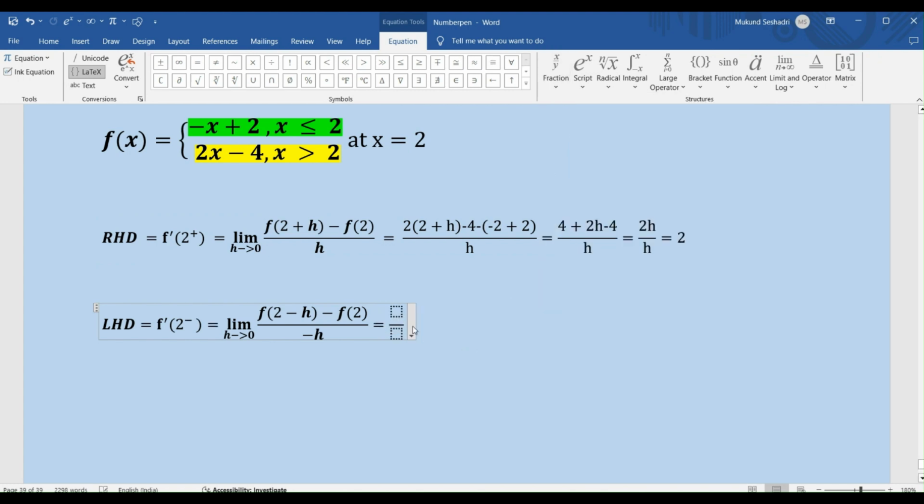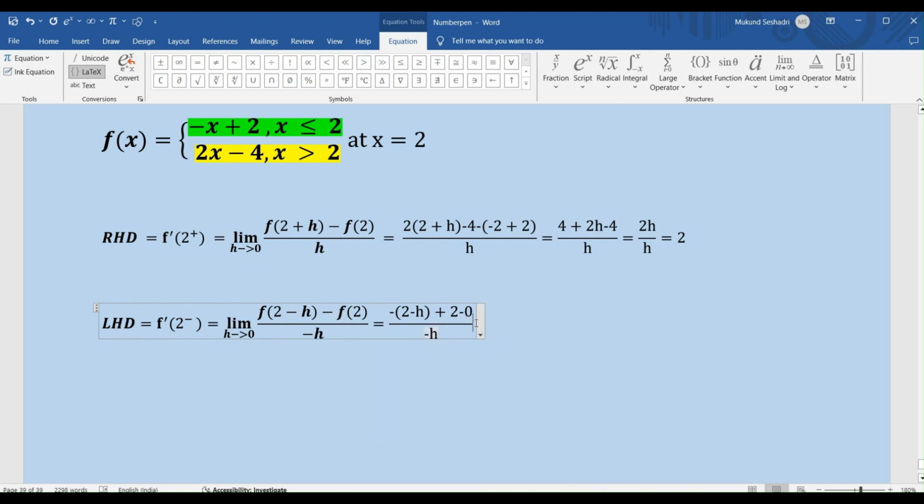So I'm going to write that now as a first part of the numerator, minus of x. And what is my x now? Minus of 2 minus h plus 2. And then what is my f of 2? My f of 2 does not change from what we calculated in our RHD. It is 0, right? Because it takes minus x plus 2 for x equal to 2 as well, and therefore when we substitute x equals 2 in the expression minus x plus 2, all that we get is 0, right? So I can comfortably write this as 0, and then I have a minus h in the bottom.